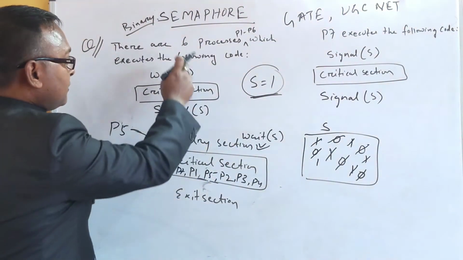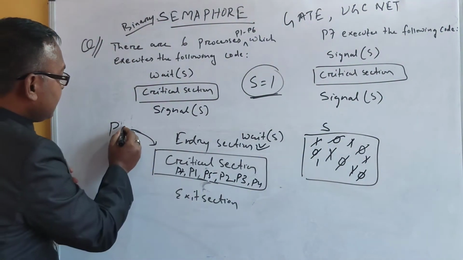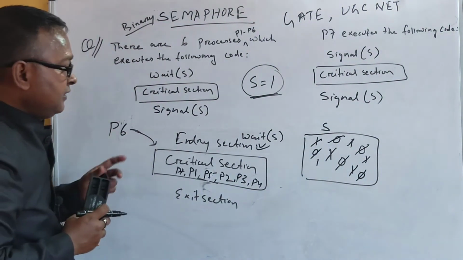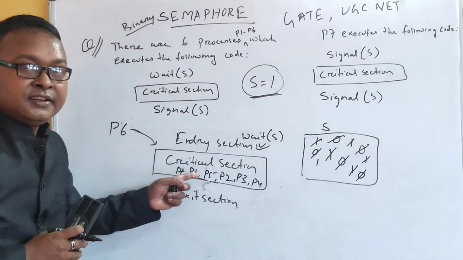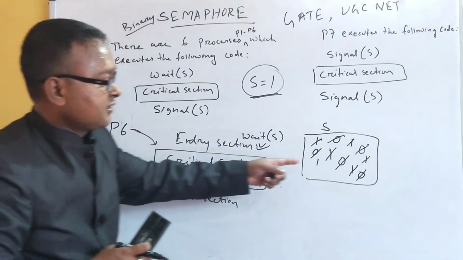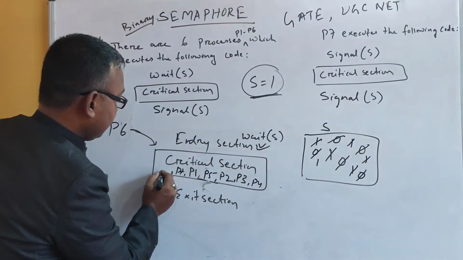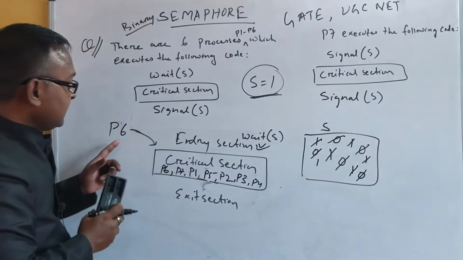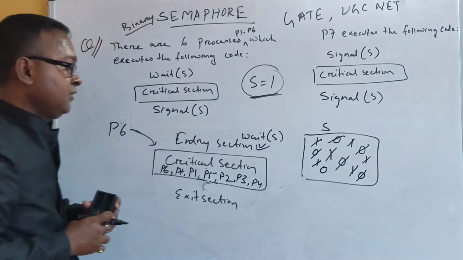So can any other process from this list enter? P6 wants to enter, can P6 enter? Yes, P6 also can enter into the critical section because the semaphore value is 1. So P6 enters into the critical section, thereby decrementing the semaphore value to 0.